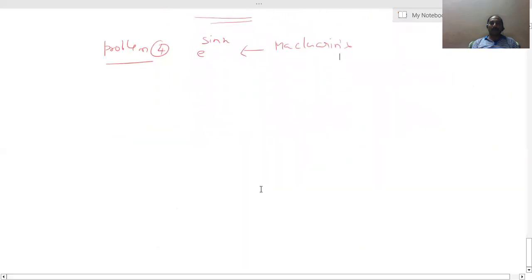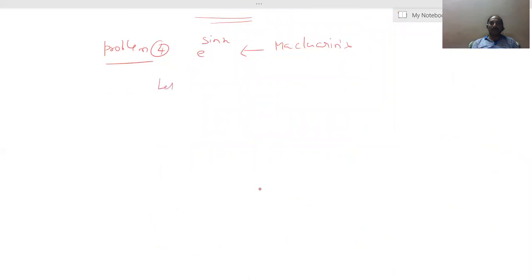Maclaurin series expansion. Simply we know Maclaurin's expansion. As usual procedure, let f of x equal to e power sin x. If you have any interest, you can do the derivative method also. f dash x equals e power sin x into the derivative of the upper function, it becomes cos x.